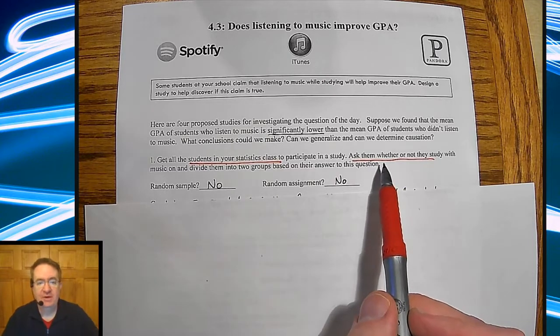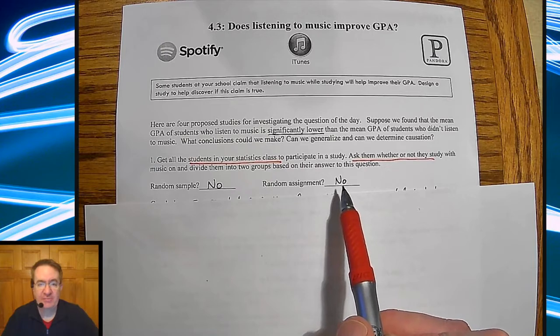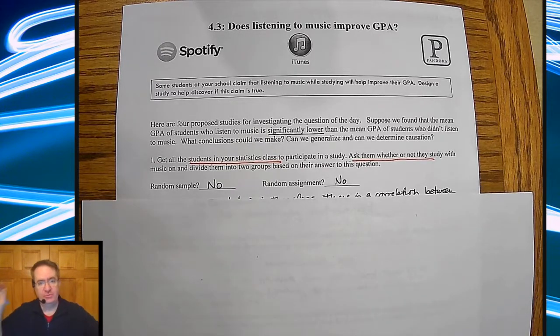So it's kind of more of a convenient sample. And then over here, you're asking them whether or not they study with music. So that's not a random assignment. You're just dividing them into the 2 groups. Do you listen to music? Do you not listen to music?